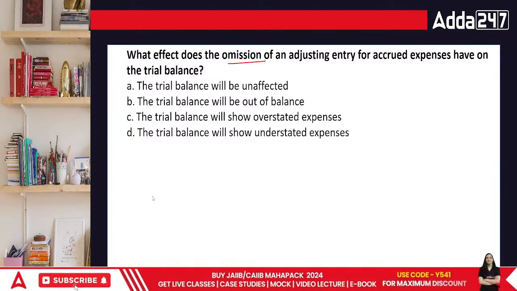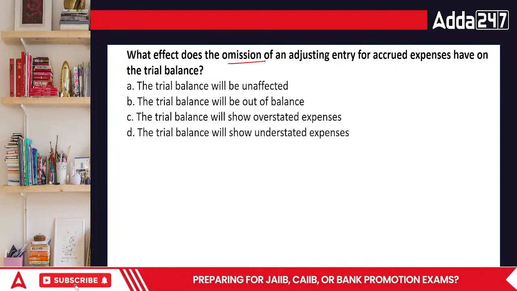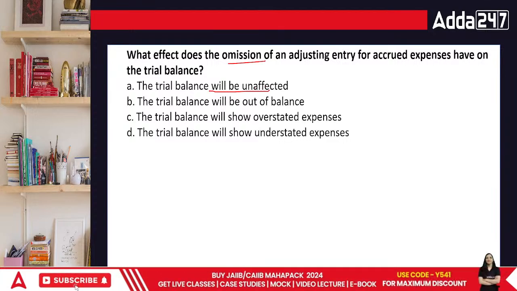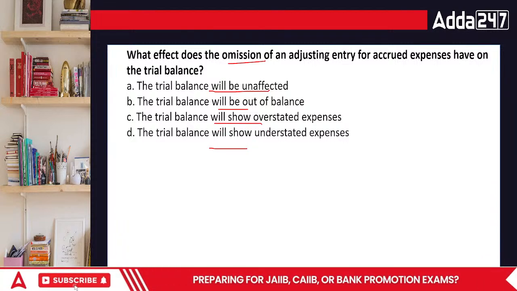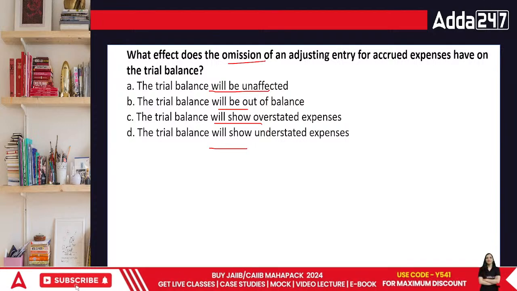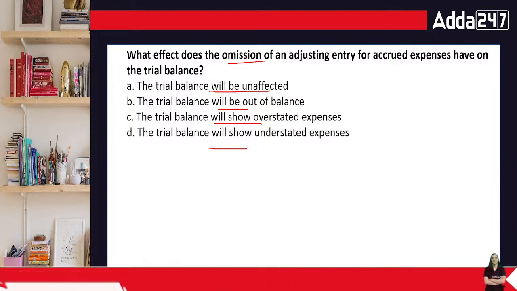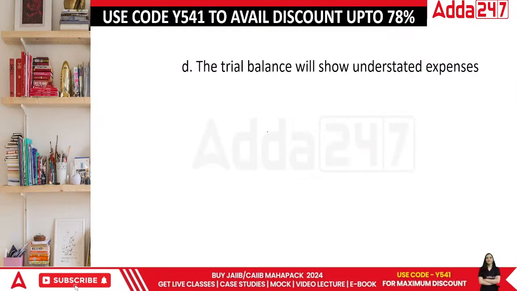When you forget about it altogether, be it an adjusting entry or any other entry for that matter, everyone, what will you do in this case? This will not be something which is affecting your trial balance. It will be unaffected, will be out of balance, or will show overstated or understated expenses. Acha, you forgot about adjusting the accrued expenses. Accrued expenses, matlab outstanding. That means your expenses are not written. So technically your expenses are at this point of time lesser than its original amount.